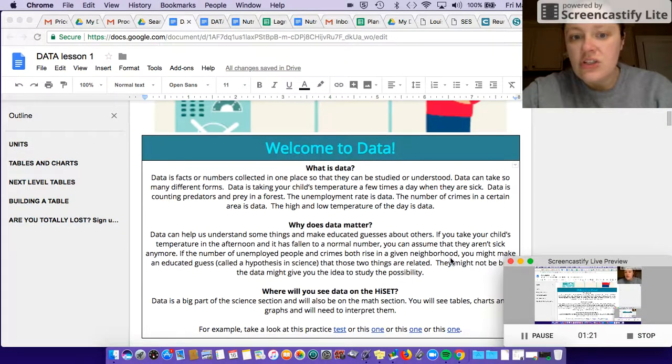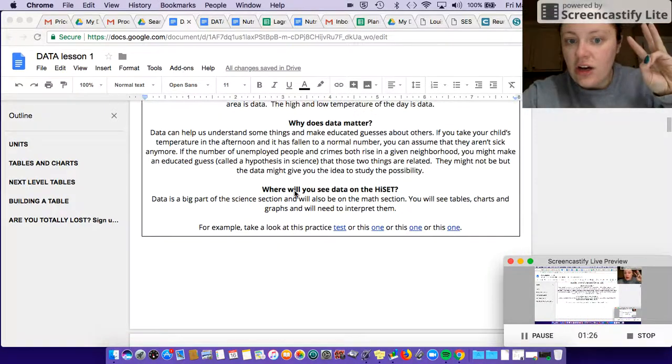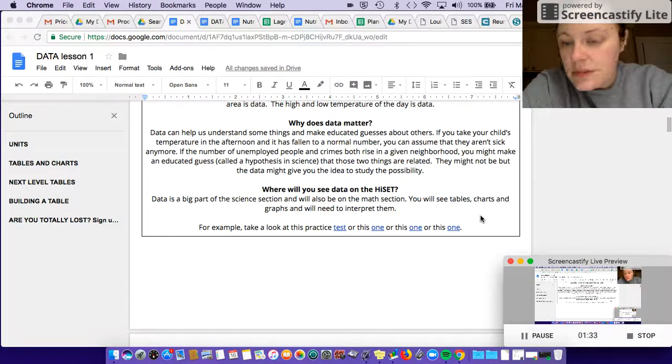So this first page is just going over what data is, why it might matter to your real life, and how you're going to see it on the HiSET. I've included links to 4 different HiSET science practice tests that have questions that involve tables or graphs. So if you're like, well, maybe I know how to do this already, go take a look at those. And if you do have it, go take that HiSET. If you don't, or you want to be more confident, this is what that class is for.